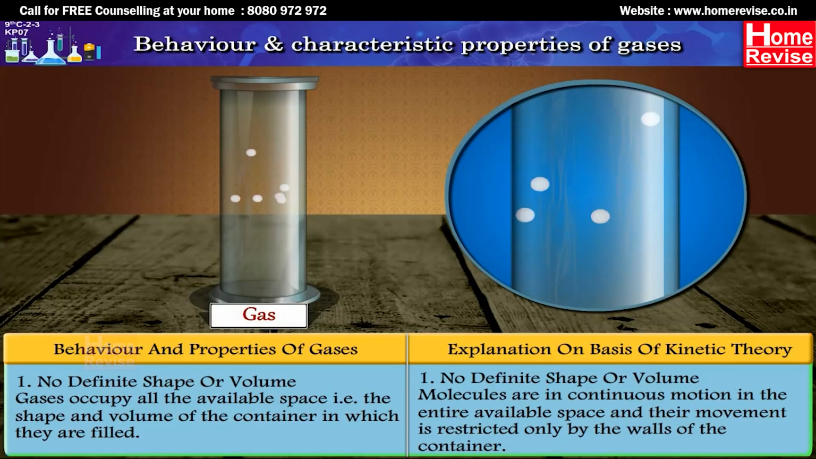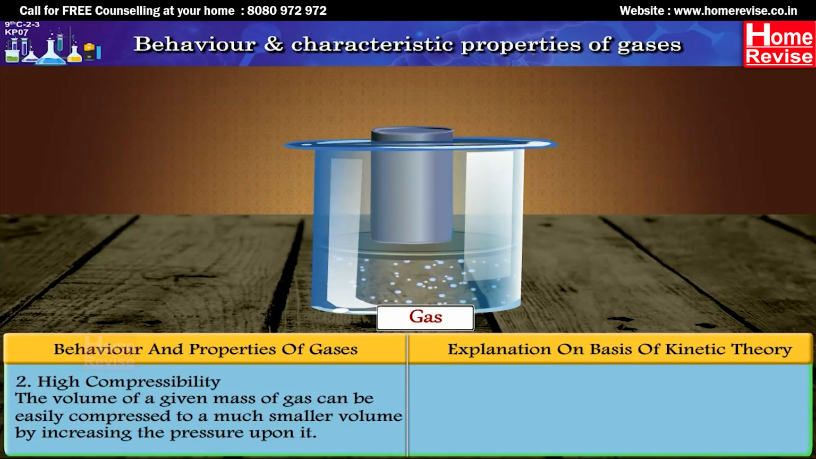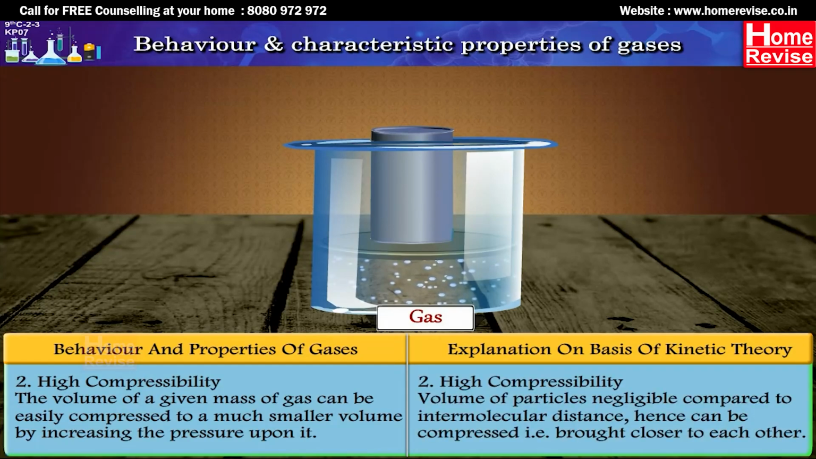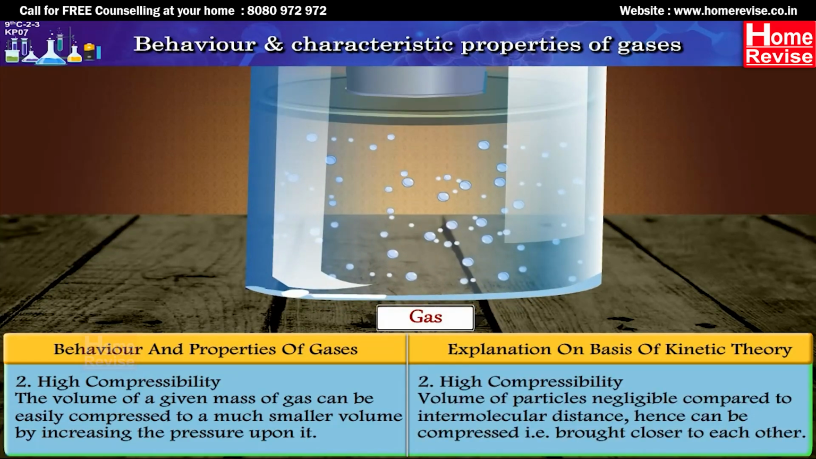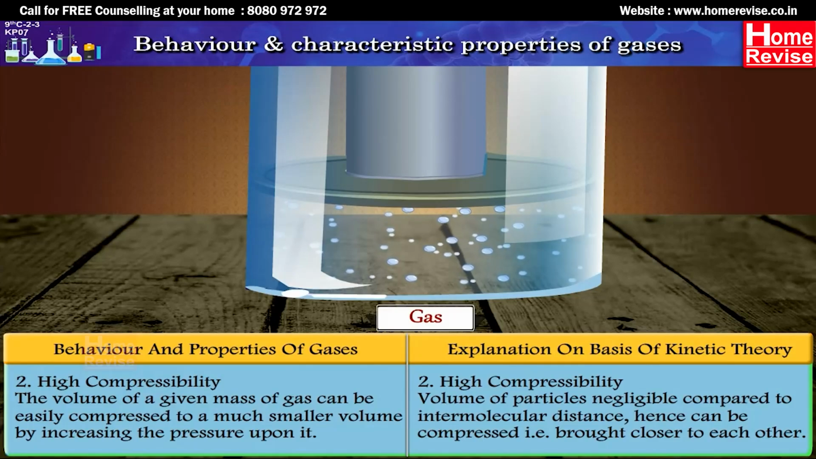the container. 2. The second behavior and property of gases is high compressibility. The volume of a given mass of gas can be easily compressed to a much smaller volume by increasing the pressure upon it. Let us see the explanation on basis of kinetic theory. High compressibility. Volume of particles is negligible compared to intermolecular distance, hence gas can be compressed, that is, brought closer to each other.